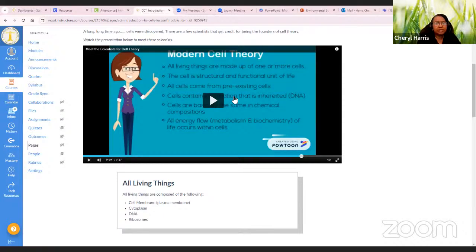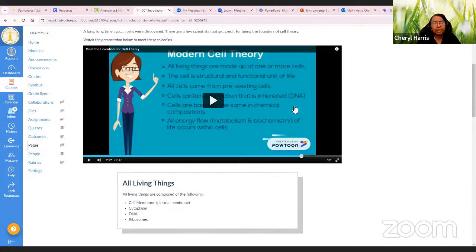Cells contain information that is inherited. We're going to look at the fact there are two different kinds of cells. Some have a nucleus which encases the DNA and some don't, but in any case, all cells will have DNA or genetic material inside that gives instructions for making the next cell.